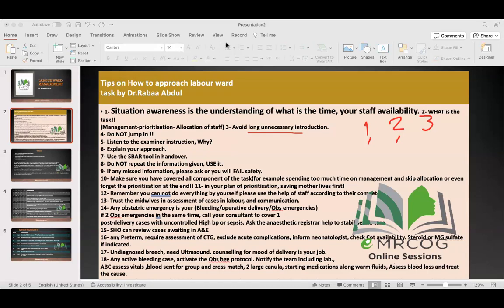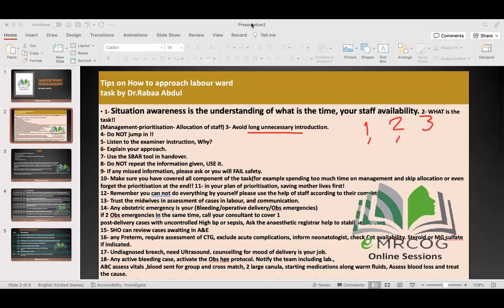I will start with room number 4. No, I can't say that, right? It's not acceptable. It's part of your assessment of communication. They are assessing your communication with colleagues while you are performing or presenting. So please be careful of this point, my friends, and don't jump in.